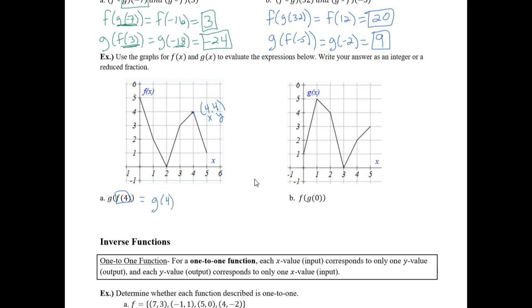And now we're going to plug that into g. We go over to the g graph. So again, the x value is 4, and this is our point on the graph when x equals 4. That is the point 4, 2. So when the input of x was 4, the output was 2. So g of 4 equals 2. So overall, g of f of 4 equals 2. Go ahead and try the example on the right.